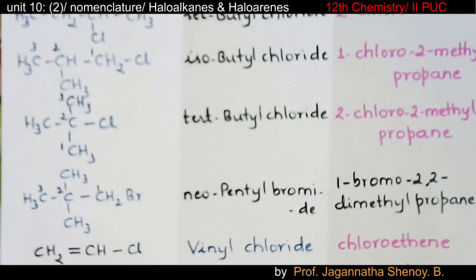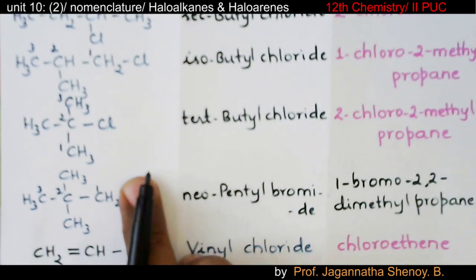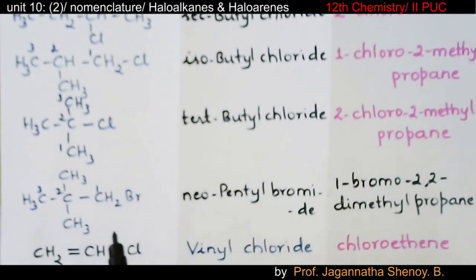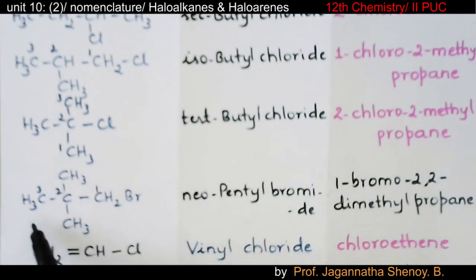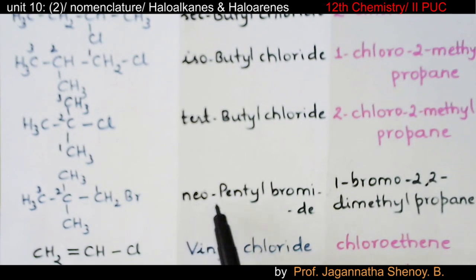Moving over to the next compound, this is the example we consider. If this bromine atom were not there, the compound would have been called neopentane, the symmetric alkane neopentane. So in neopentane, one hydrogen atom on one of the carbon atoms is replaced by a bromine atom. That's why the common name of this compound is, see, this is a neopentyl group followed by the word bromide. Common name is neopentyl bromide.